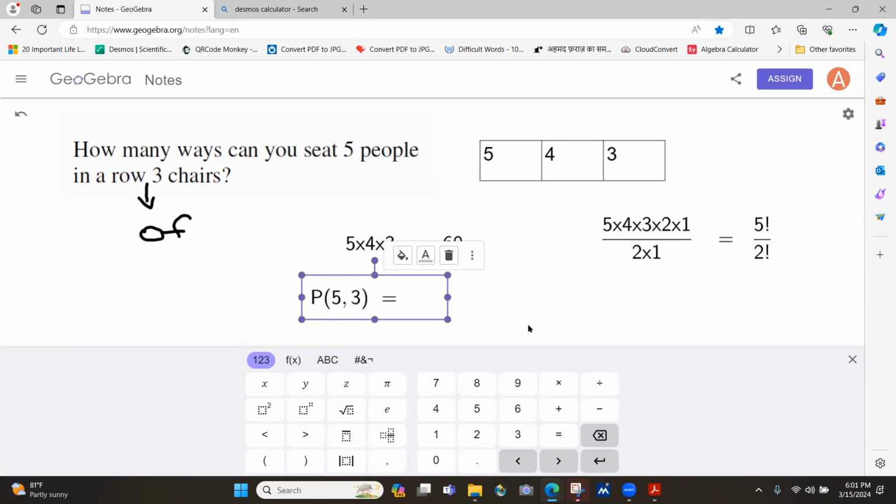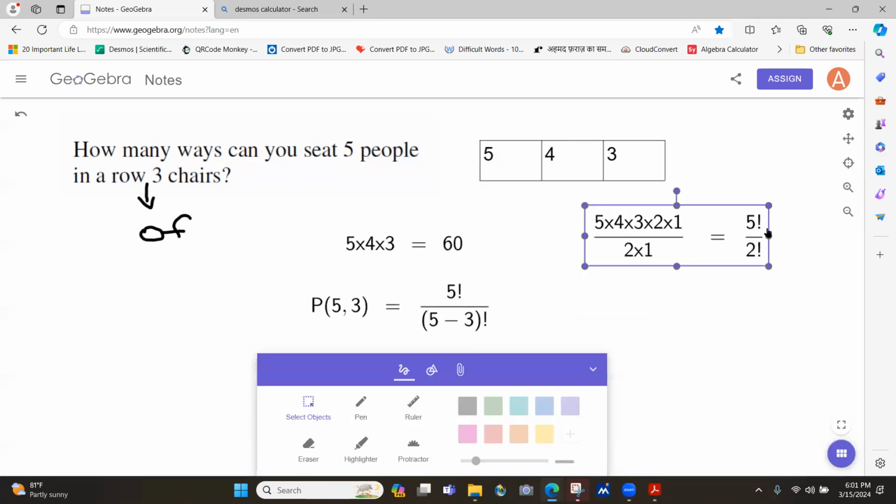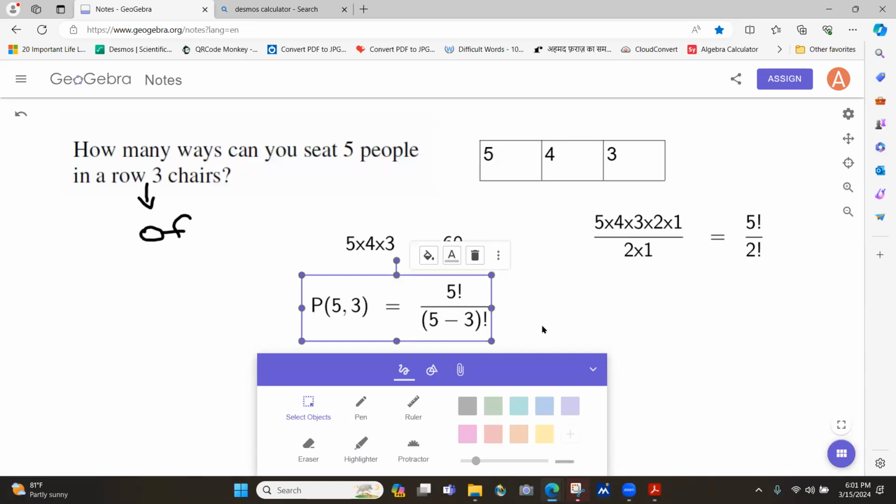So 5 permutation 3 is simply 5 factorial divided by 5 minus 3 factorial. And 5 minus 3 is what? 2. That's exactly what we got here. So let's do one more here. Okay, let's do one more.